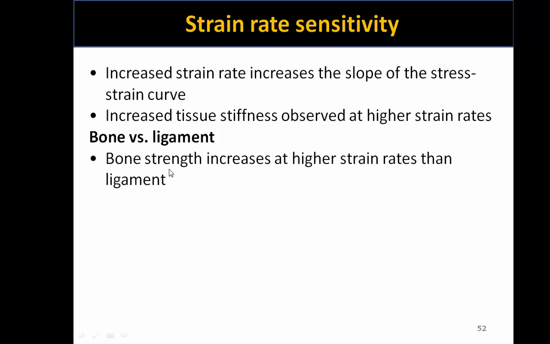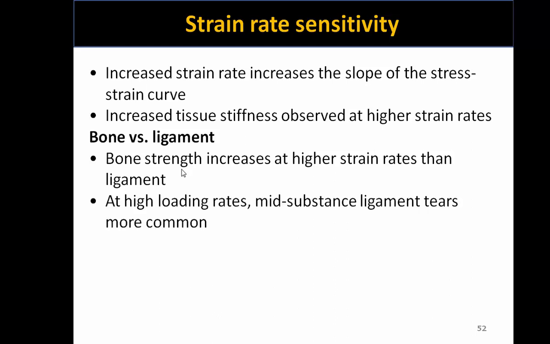Bone strength, as a general rule, increases at higher strain rates than ligament does. So bone actually becomes stronger when the loading is applied at a very fast rate as compared to ligament. Because bone strength does increase at high loading rates, ligament tears are more common than bone fractures when that loading is applied very, very quickly.